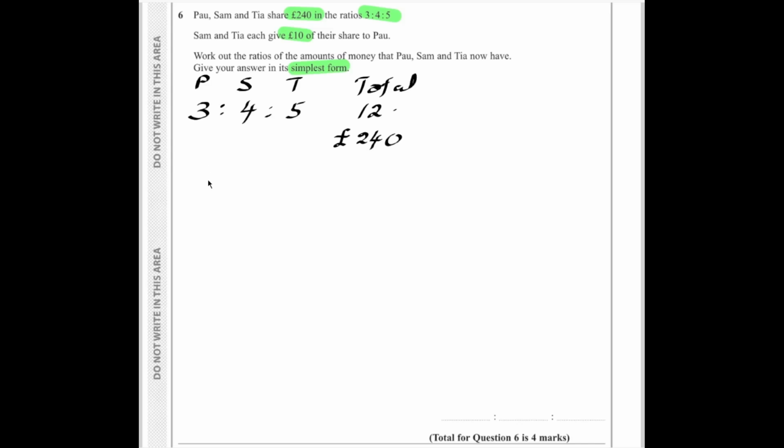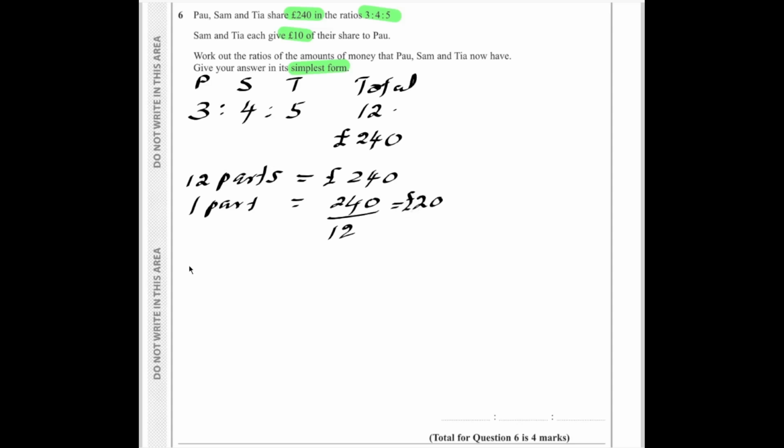After that, let's write 12 parts. We know that 12 parts are represented by 240 pounds. Therefore, we can get 1 part. If we want to get 1 part, 240 for 12 parts is to be divided by 12, then we get 1 part, which is 20 pounds. Let's get Paul's parts. Paul has got 3 parts, then 3 parts are represented by 3 into 20, which becomes 60 pounds.